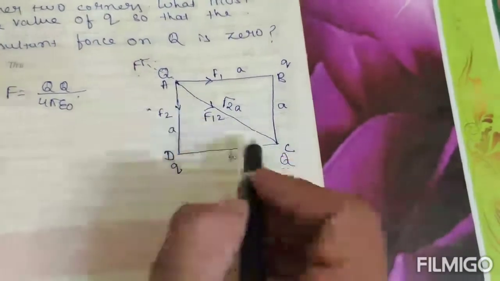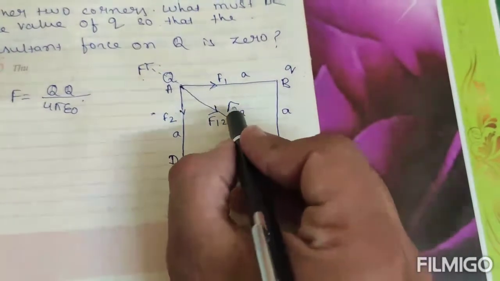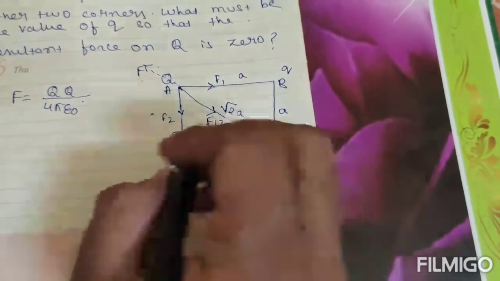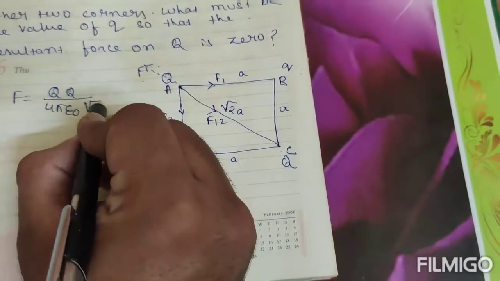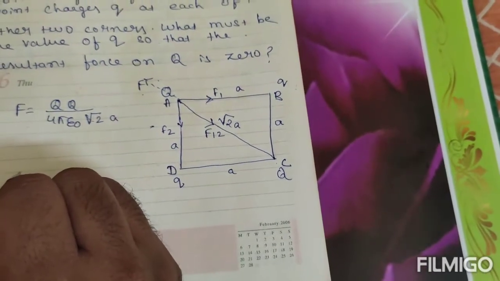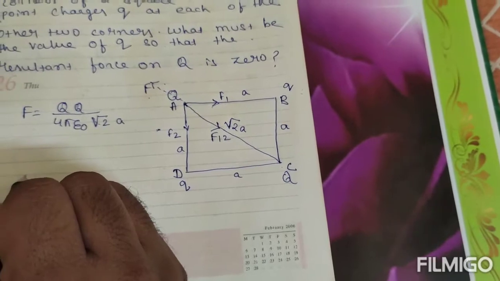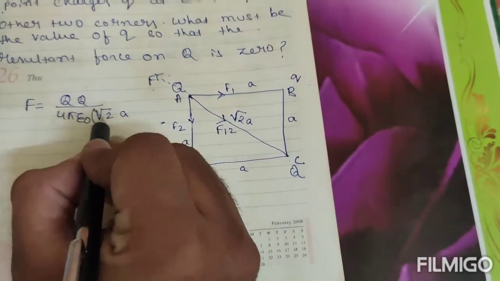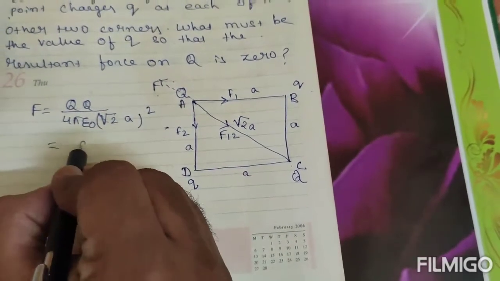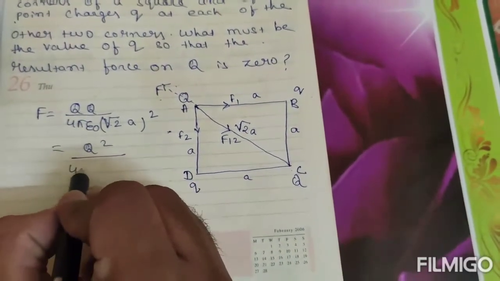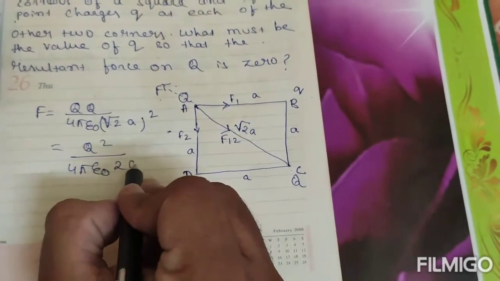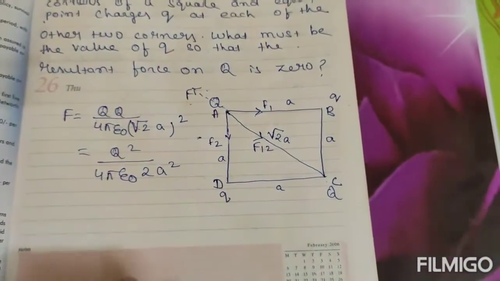Perpendicular, base. This is the hypotenuse. So your formula is what? Root 2A. Right? So this is root 2A. Clear? R square. Okay, so root 2A whole square. So this is your Q square by 4 pi epsilon naught. Root 2 square is what? 2A square. Clear?